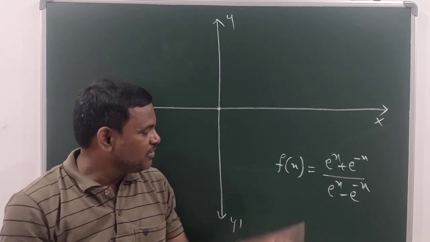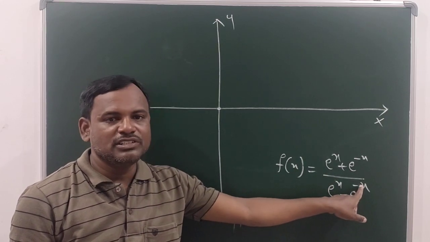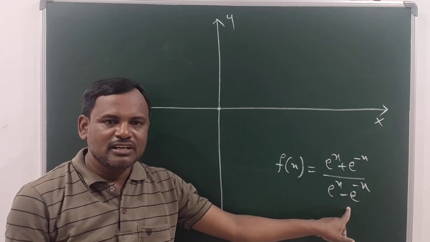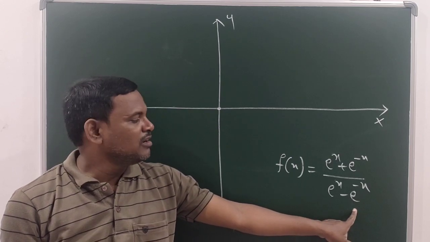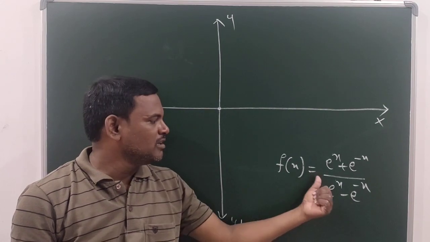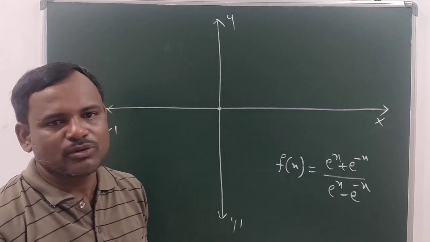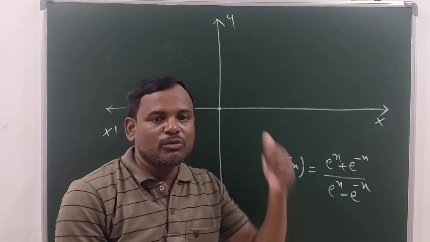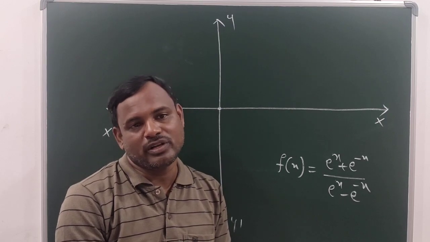Why? Because when we write x equal to 0, in the denominator e power 0 is 1, e power minus 0 is 1, and 1 minus 1 is 0. In the denominator we are getting 0 in the simplification. Such kinds of divisions are not possible, so this function's domain doesn't contain 0. We should not assign x equal to 0. Next, you know how to draw the graph. The domain contains R minus 0, meaning it contains negative real numbers and positive real numbers.